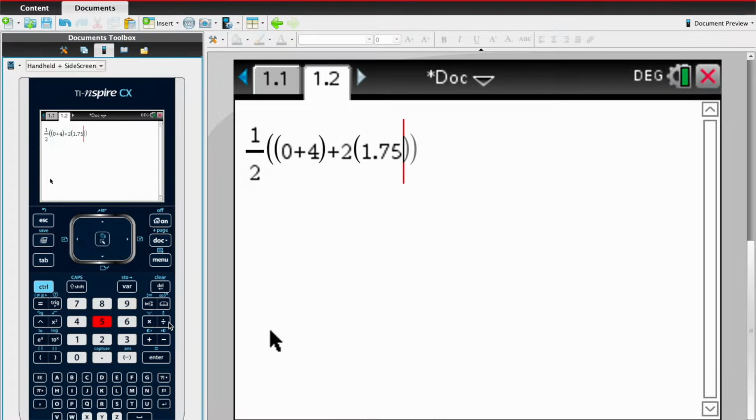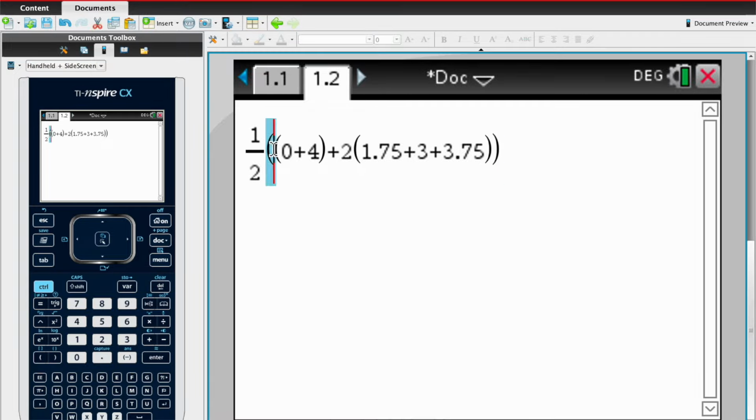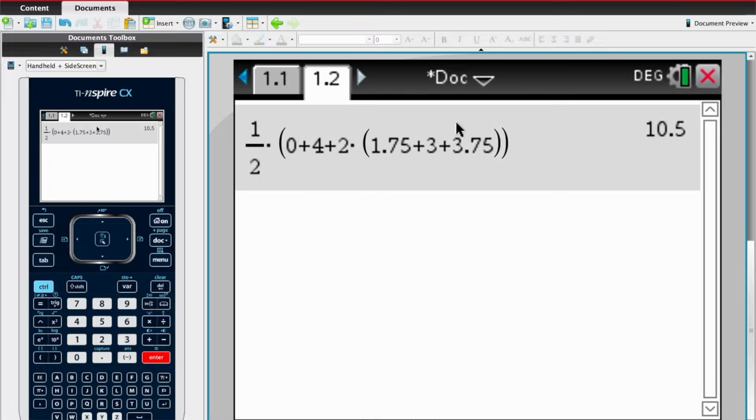1.75 plus 3 plus 3.75. There we are. So making sure this bracket here grabs everything. So this bracket and this bracket, we're multiplying everything by 1/2. Just be mindful of that. And I think we're good. So our answer in the end, our approximation, is 10.5.